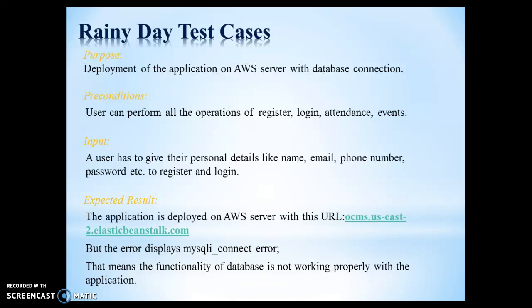The purpose is the deployment of the application on an AWS server with database connection. The precondition is that the user can perform all the operations of register, login, attendance, and events. Input: a user has to give their personal details like name, email, phone number, password, etc. to register and log in. The expected result is that the application is deployed on the AWS server with the URL mentioned, but the error displays MySQL connect error. So there's a connection error in the database, which means the functionality of data is not working properly with the application.